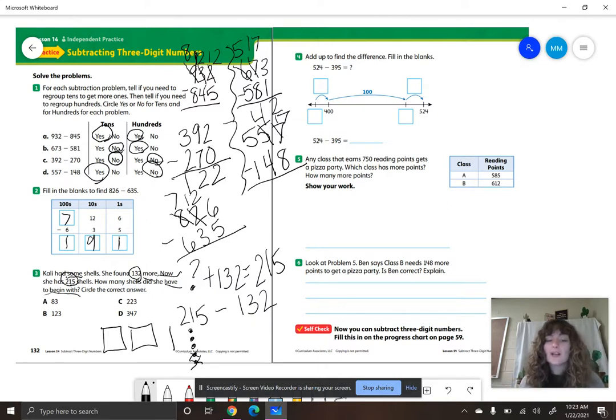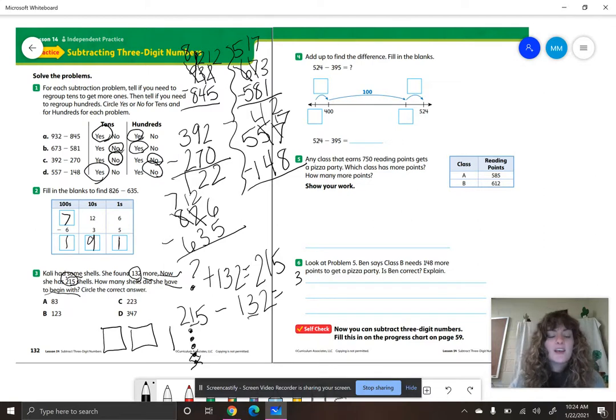Awesome. I have 3 ones left. So I'm going to write 3 for the ones. Now I move to the 10s. Ooh, I have 110 in my whole, but it's asking me to take away 3. If I have 110, can I take away 3? No. Where am I going to need to regroup?